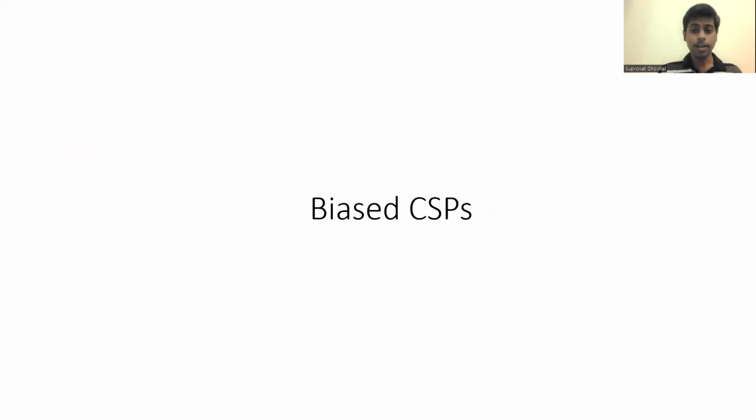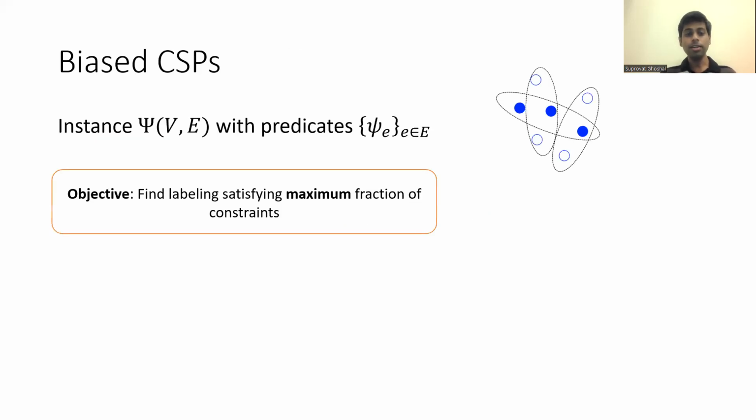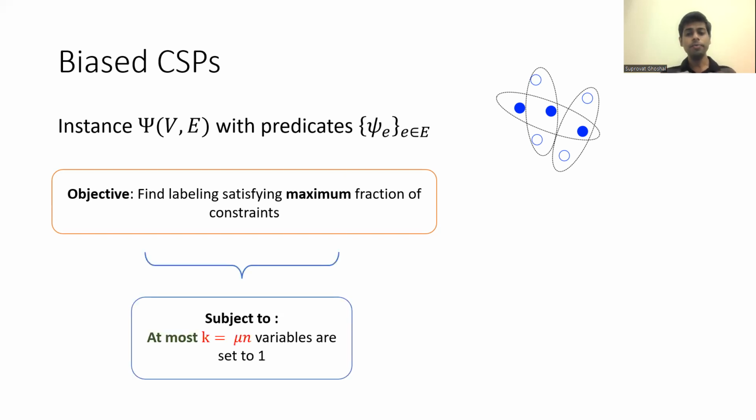Now, this work deals with a slight variant of Boolean Max-CSPs, which we call biased CSPs. So let's see what these are. The setting is we again have a Boolean Max-CSP, so it again comes with a constraint hypergraph. Vertices are variables, edges are constraints. But now there's an added twist. The twist is that we are looking for labelings which satisfy as many constraints as possible, while also respecting a global constraint. That is, the labeling must have at most k ones.